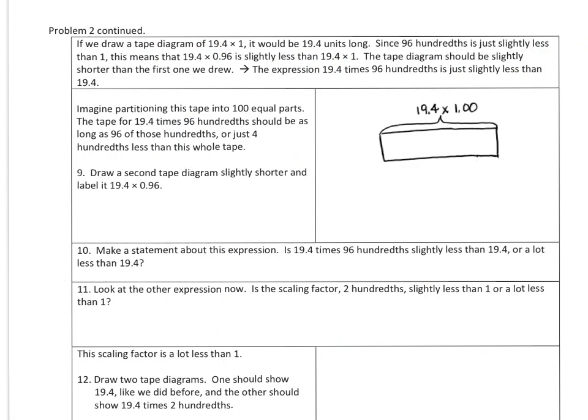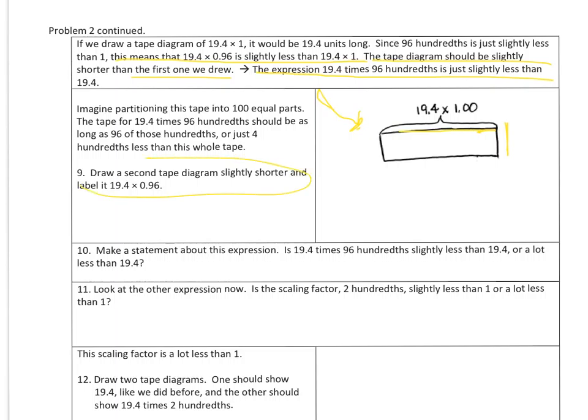So let's think about how we could model problems like this. If we draw a tape diagram for 19 4/10 times 1, it would look like this. So this would be 19 4/10, and here's our 1. Since 96 hundredths is just slightly less than 1, this means that 19 4/10 times 96 hundredths is slightly less than 19 4/10 times 1. The tape diagram should be slightly shorter than the first one we drew. So the expression 19 4/10 times 96 hundredths is just slightly less than 19 4/10.